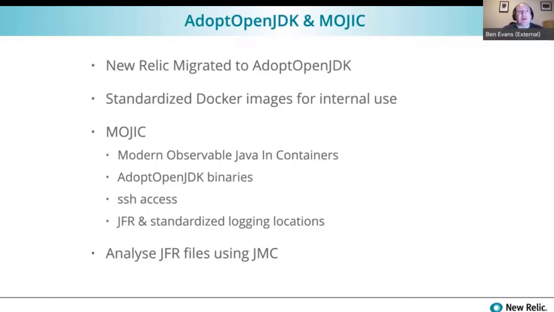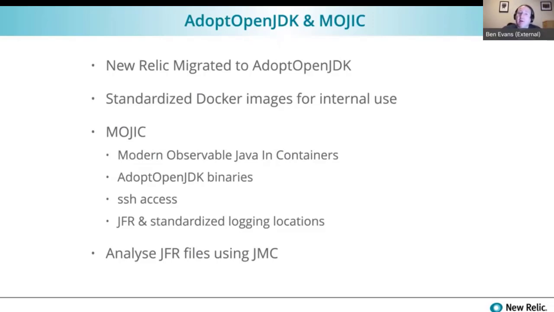And this is a project we call MOJIC, which stands for Modern Observable Java in Containers. It provides you, if you're an internal New Relic user, with a few things. You get a standard, up-to-date AdoptOpenJDK binary. You get SSH access. And critically, you get JFR support and standardized logging locations. So that our container fabric, which is basically our container product which we use internally, was set up in such a way that all applications could switch on JFR, and the JFR recordings would be available in a standard location. So this takes us up to, I guess, June or July of 2019.